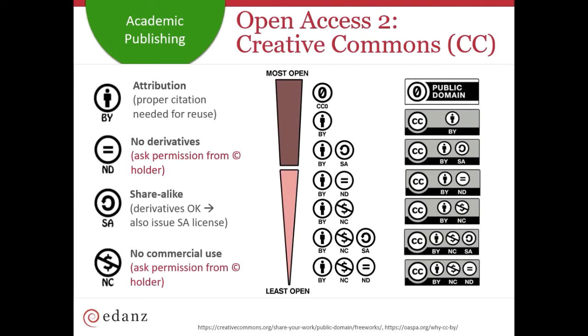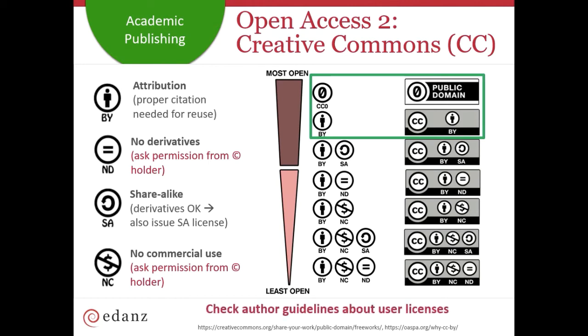Some research funders require that research outputs such as articles and datasets are CC0, public domain, or CC BY, attribution. Check your target journal for what CC license it allows and what author fees are needed and when they have to be paid.